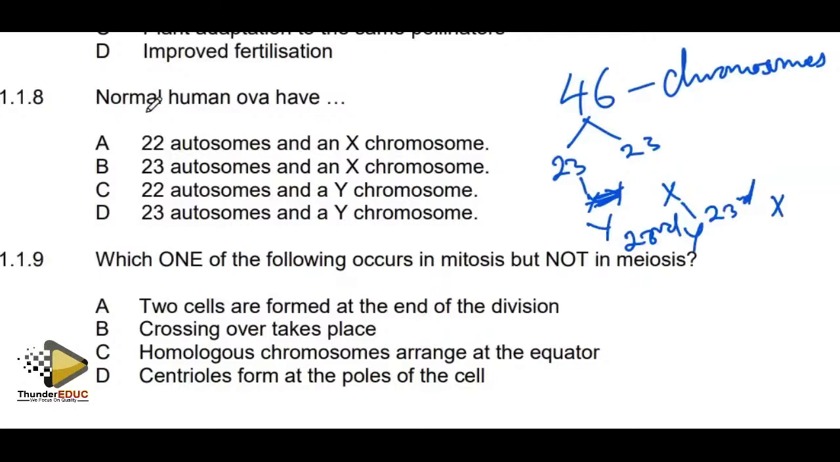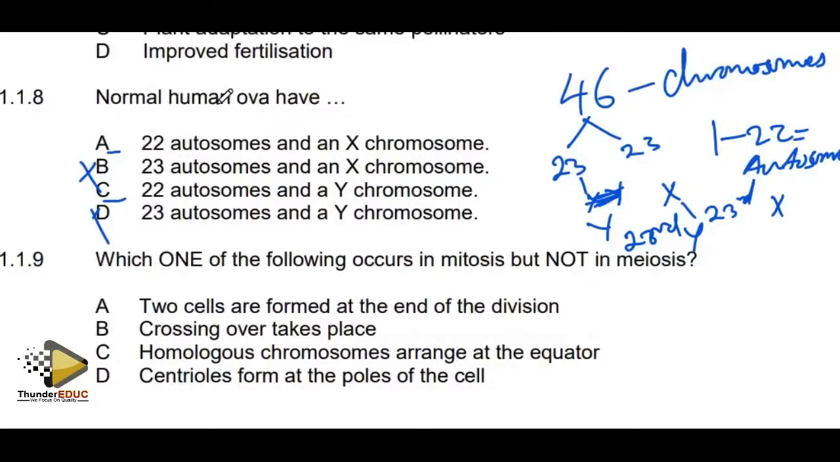So now they're saying that normal human ova have 22 autosomes. From chromosome number 1 until chromosome number 22, we call them autosomes in both male and female. So whenever I have 22, that answer could be correct. I have a 22 here, I have a 22 here. So it means that now these two answers are wrong. So we have wiped them out. So it means that I have this and this.